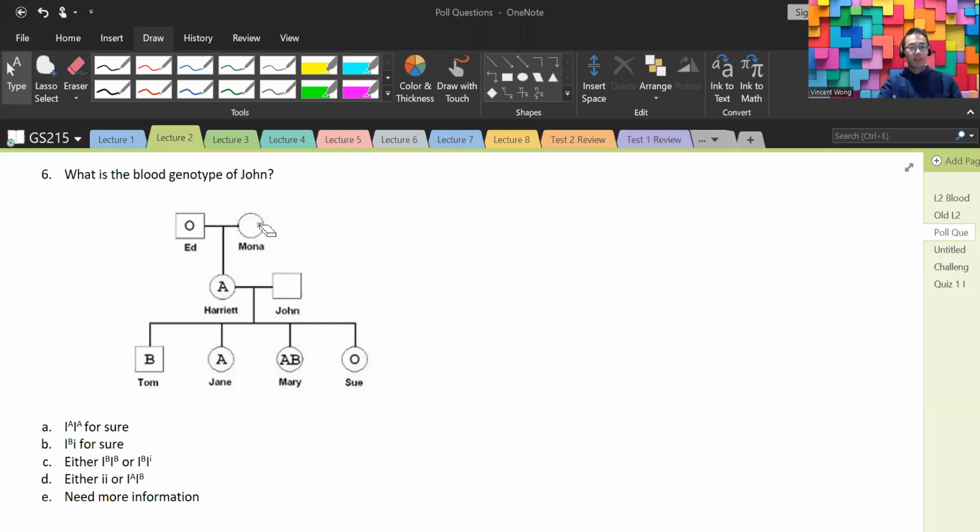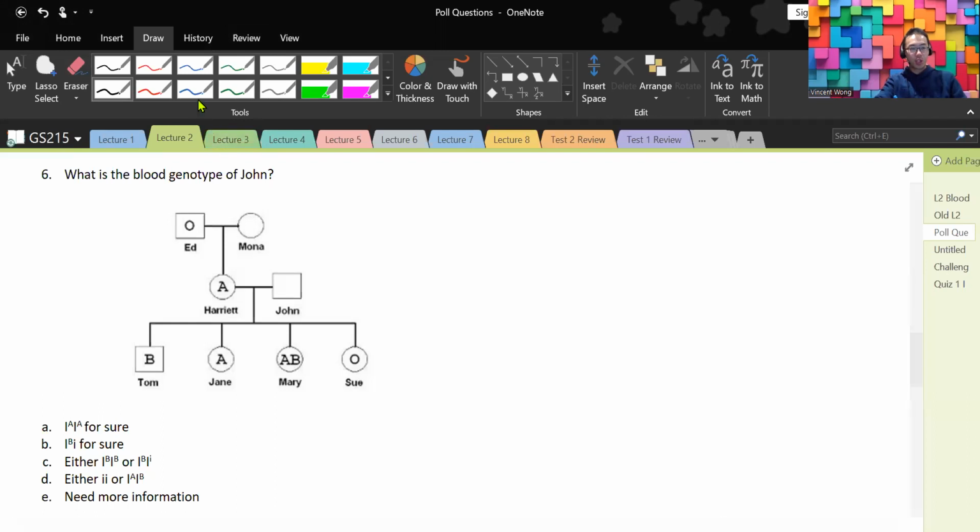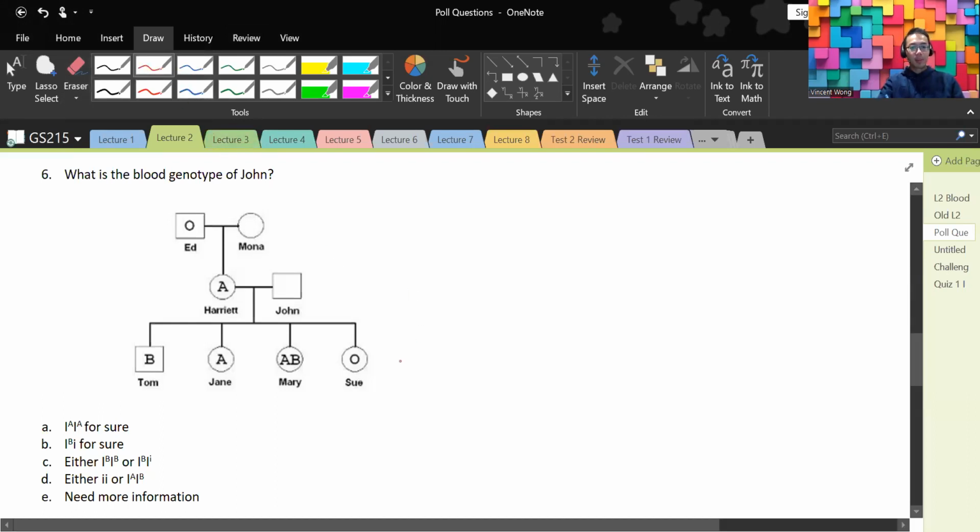So we're trying to figure out what John's blood type is, his genotype specifically. So let's start with the people that we know. Sue is little i. Mary is IAIB. Ed here is little i. And everything else, we only know half of it. All right. Sue is the child of Harriet and John, which means one of the small i came from Harriet and the other small i must have come from John.